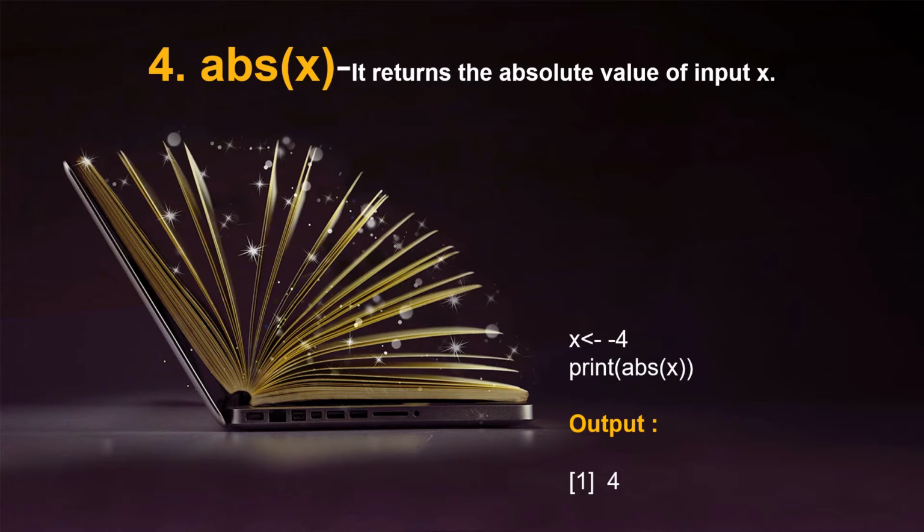The next function is the abs function. The job of the abs function is to return the absolute value of x. I am passing -4 to the x vector, and I am writing print abs(x). So without any minus or plus sign, it returns 4. If you pass +4 or -4, the result will be 4. So this is the abs function.